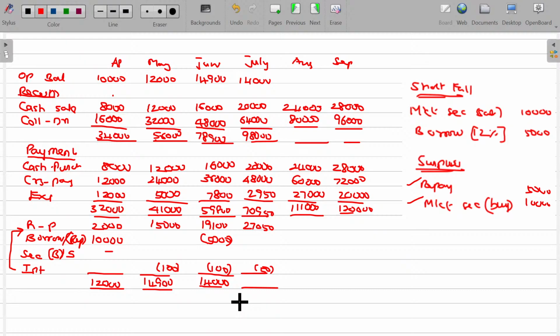As you have surplus, how much surplus do you have? Beyond 10,000, you have 17,000 rupees surplus. First, you can repay if there is any loan. Is there a loan? Definitely, there is a loan of 5,000. I can repay that 5,000 rupees loan.